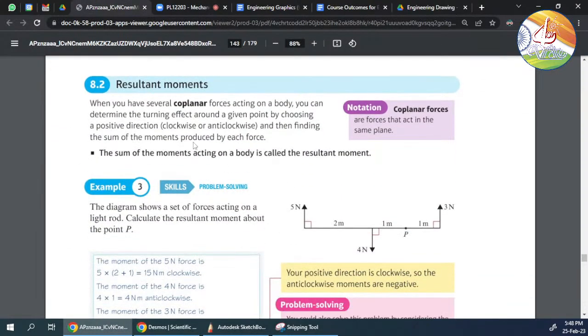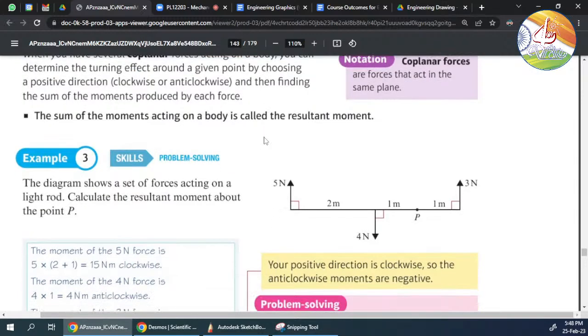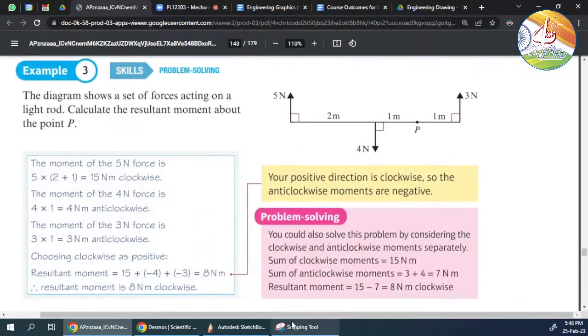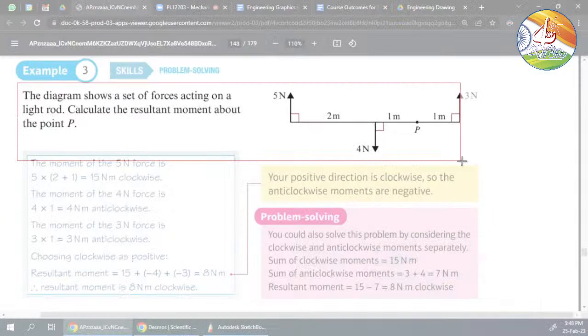And we have resultant moment. When you have several coplanar forces acting on a body, you determine the turning effect on a given point by choosing clockwise or anti-clockwise. I have already demonstrated to you: clockwise should be taken as minus, anti-clockwise should be taken as plus. Then by comparing, you will be easily able to find the total moment. So this is where we are starting to find the total moment.